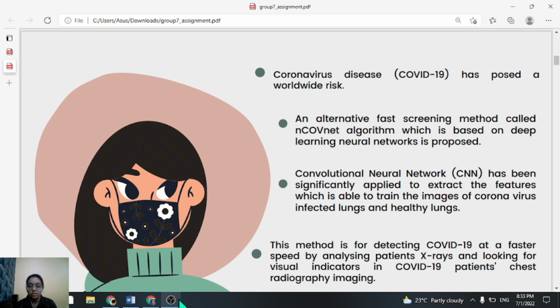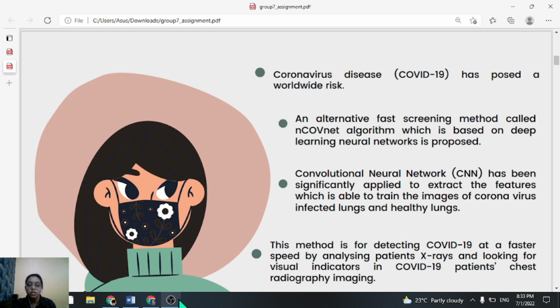Coronavirus disease has posed a worldwide risk. However, its diagnosis may be missed in the early stages due to the mild nature of the symptoms, which usually take 5 to 14 days to appear. Therefore, researchers work tirelessly to come up with a possible strategy to manage the pandemic in various sectors. As a result, an alternative fast screening method using the NCOVNet algorithm, which is based on deep learning neural networks, is proposed.